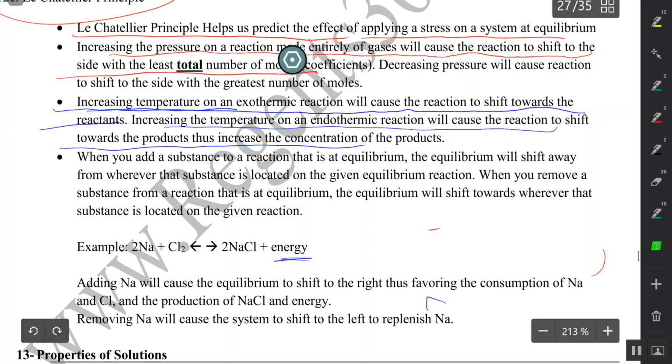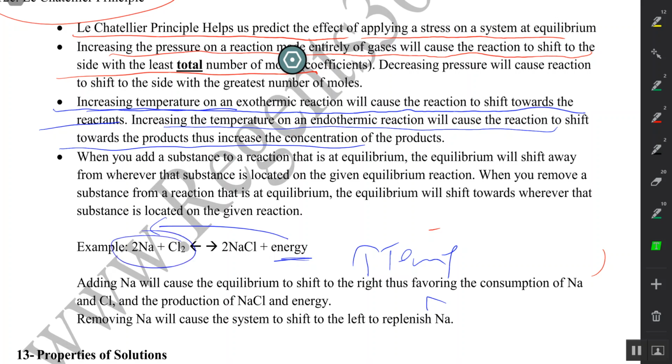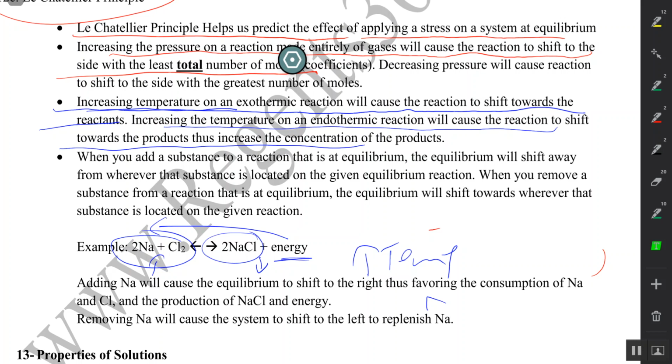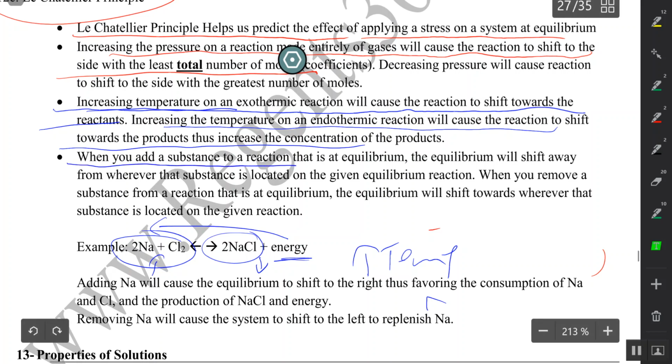Now, if I increase the temperature on this system, the reaction is going to shift towards the left, which means I'm going to be producing more and more Na and more Cl, and a lot less NaCl salt. So this decreases while these two are going to increase. Okay. Now, when you add a substance to a reaction that is at equilibrium, the equilibrium will shift away from whatever side that substance is located on in the given reaction.